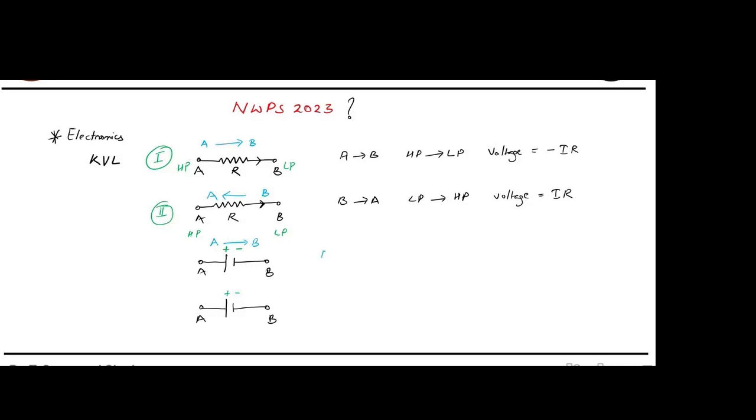So when I'm going from A to B, I'm going from positive to negative. That means higher to lower. So if this has a potential of epsilon, then my voltage will be minus epsilon. And similarly here, if I go from B to A, I'm going from negative to positive. That is lower to higher. So the voltage will be epsilon. Fine.